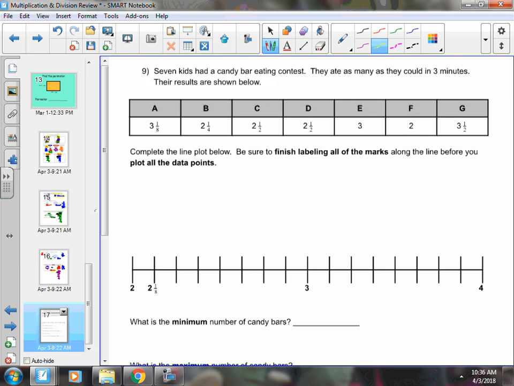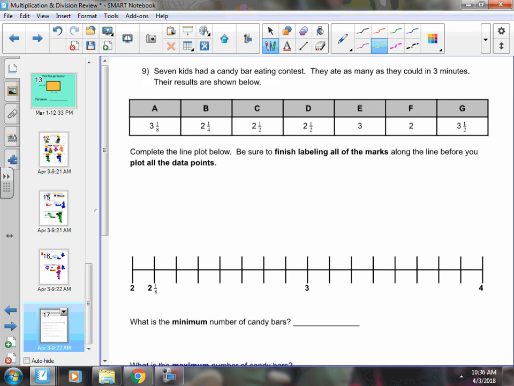Kid B ate 2 whole candy bars plus a little more. Kid C, 2 whole candy bars plus another half a candy bar. Same with Kid D. Kid E ate exactly 3 candy bars. Kid F ate exactly 2 candy bars. And Kid G ate 3 1/2 candy bars. So we can see their results shown below. And there's a few things to do, so make sure you read the directions carefully.